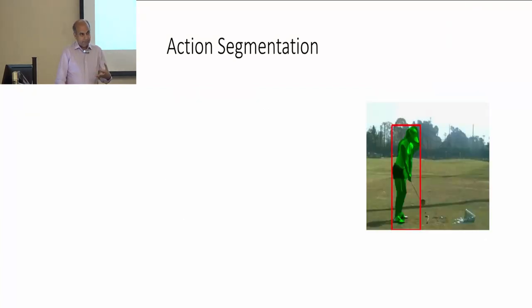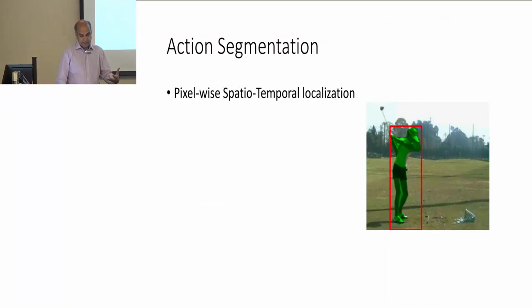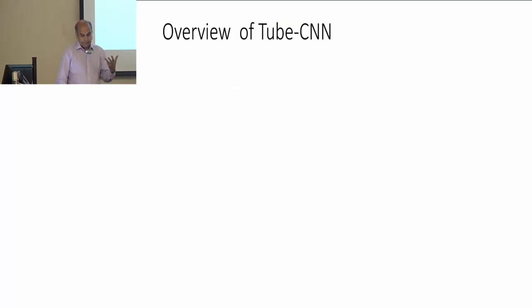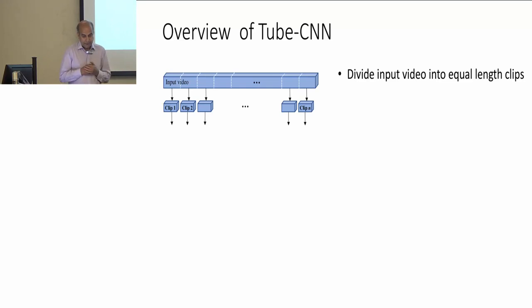The other version is that we can do semantic segmentation. We can have pixel-wise segmentation. Say this is this particular action, a golf swing, and these are the pixels, which is finer. So we have this method.